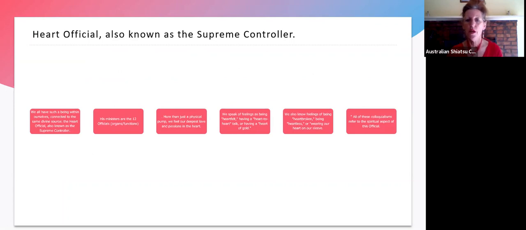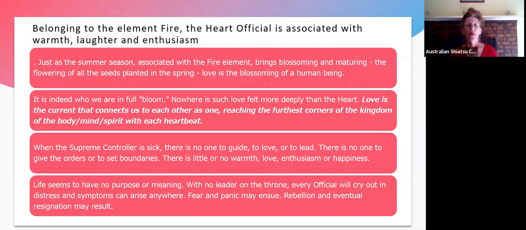And we'll come back to this notion of love and this deep feeling of passion that we have in the heart. And we use this in our common language when we talk about feelings: heartfelt, heart of gold, and then also being heartbroken, heartless, wearing our heart on our sleeves. Warmth and laughter and enthusiasm.